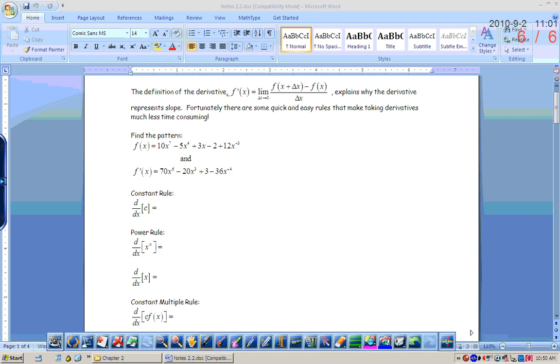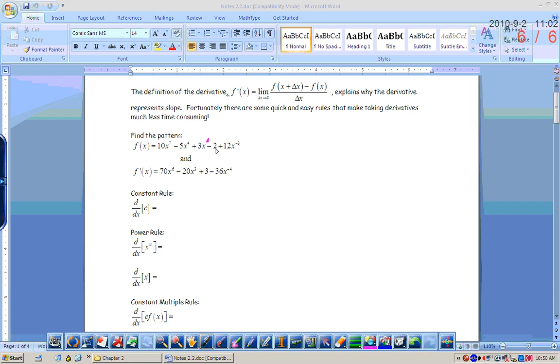Okay, we're going to multiply the exponent by the coefficient. So 7 times 10 is 70. And then you decrease your exponent by 1. Good. So 4 times negative 5 is negative 20, x to the third. Technically, this is a 1 right here. So 1 times 3 is 3. And then x to the 0 is just 1.